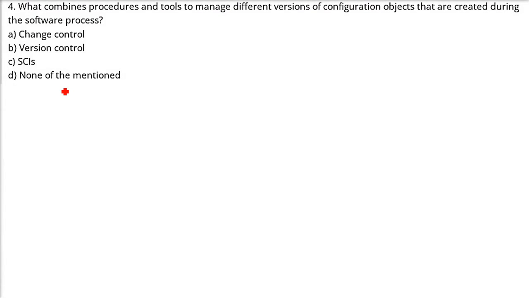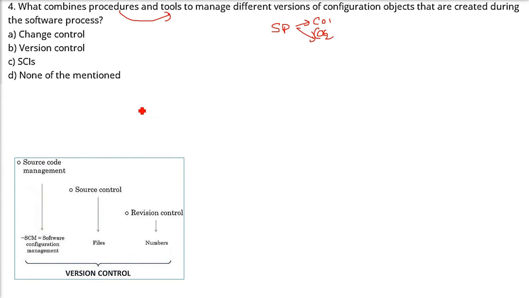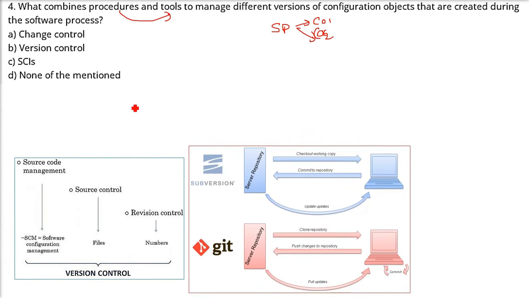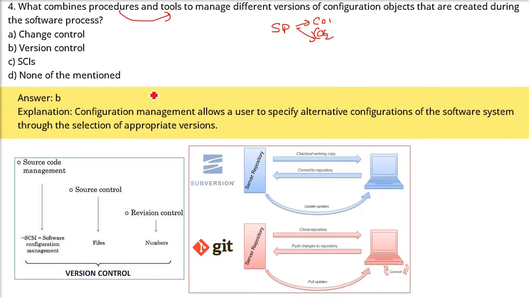What combines procedures and tools to manage different versions of configuration objects that are created during the software process? So we are talking about different versions of configuration objects, and we are talking about two things, procedures and tools, and these are managing these different versions. So what will be the answer? Any guesses? Any idea? Okay, let us see the answer. The answer is version control.